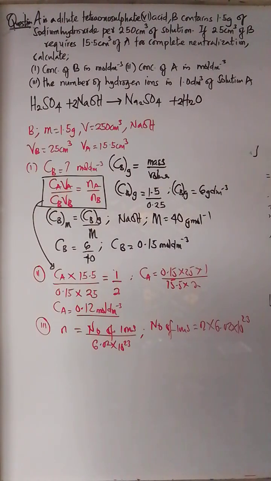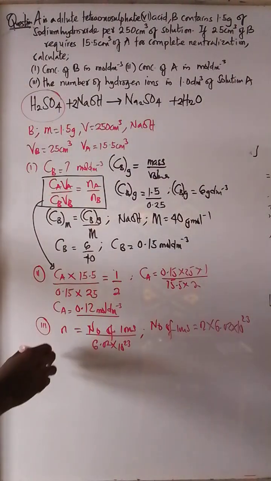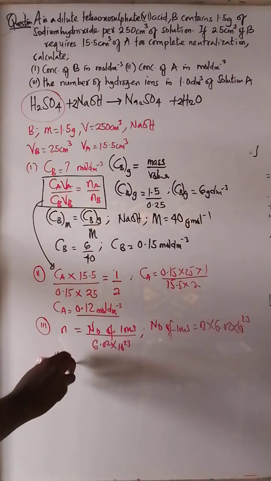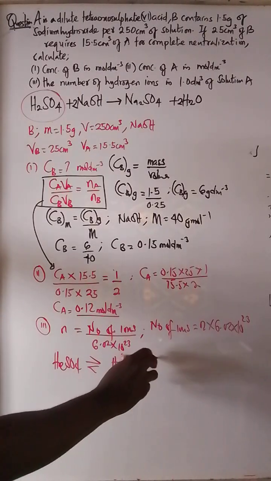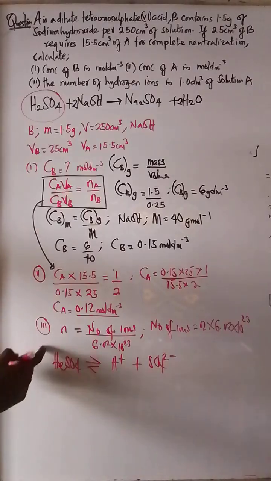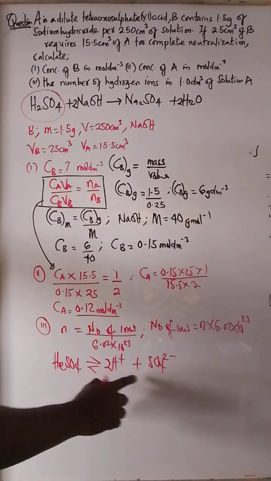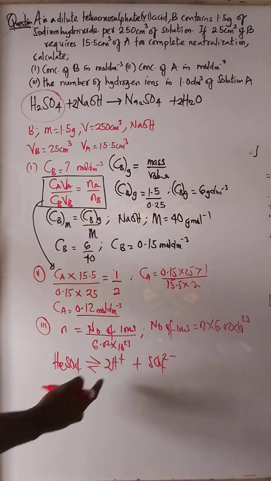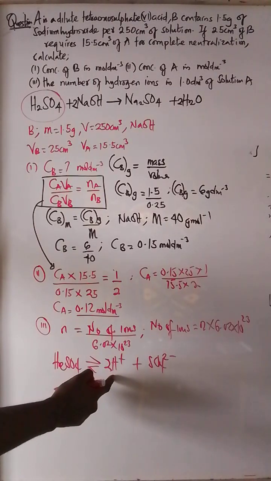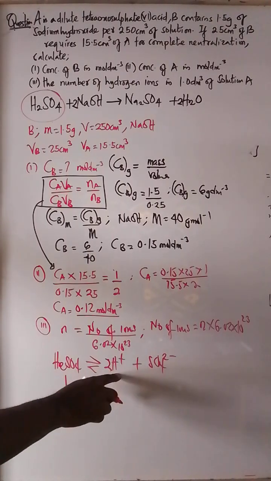So what is now the mole of hydrogen ion? The hydrogen ion will be gotten from this compound, H2SO4. If H2SO4 dissociates, we are going to get H plus and SO4 2 minus. We have to balance the equation, so 2 has to be here: 2H plus and SO4 2 minus is 1. So for every 1 mole of this acid, we get 2 moles of H plus.